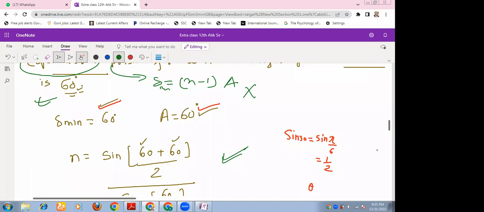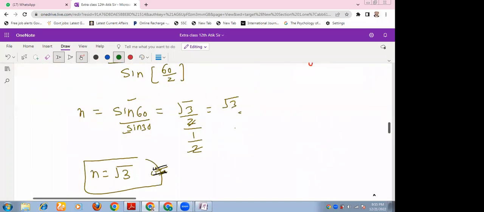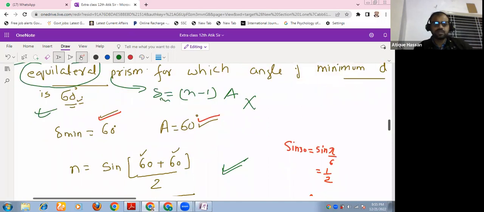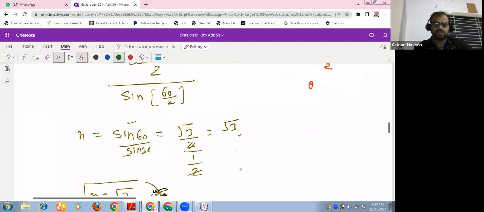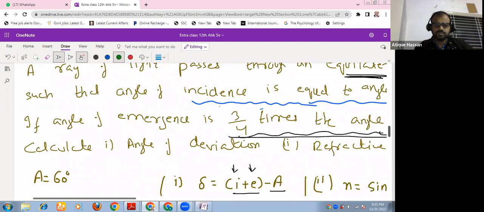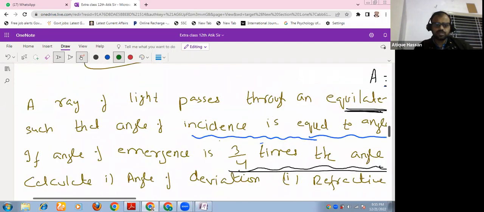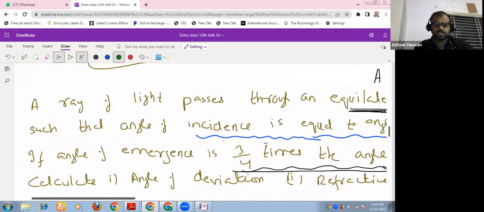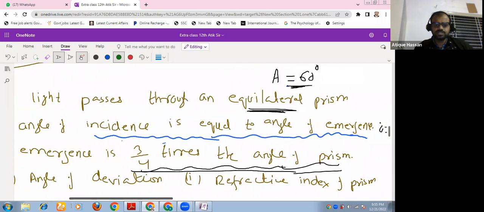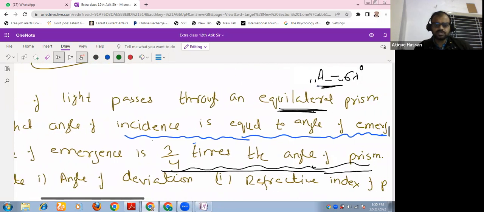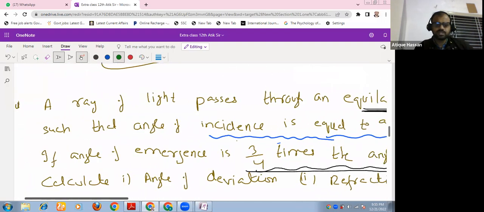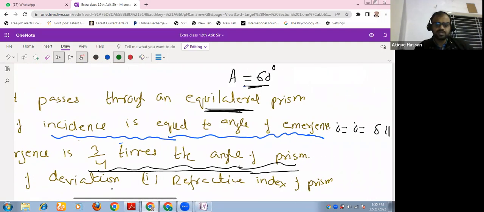Now the things are okay. The angle of prism is given, delta minimum is given. You have to find the refractive index. Directly apply the formula and you will get it. Again, a question: a ray of light passes through an equilateral prism such that the angle of incidence is equal to the angle of emergence. If the angle of emergence is 3 by 4 times the angle of prism, calculate the angle of deviation and refractive index.